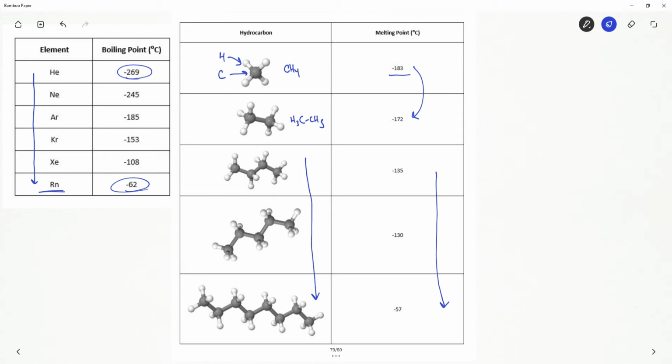Well, these are all neutral, nonpolar molecules. They're all experiencing these induced dipole, London dispersion forces. The reason the melting points increase as you increase the number of carbons in the carbon chain is because not only does the surface area of the molecule increase, but the area of contact between them increases.